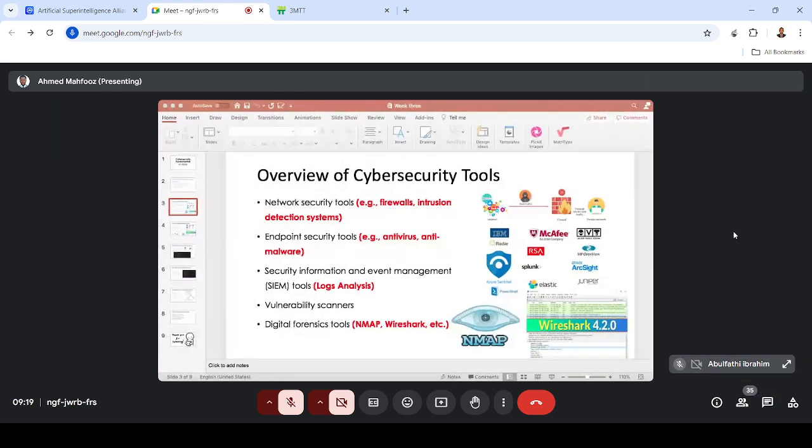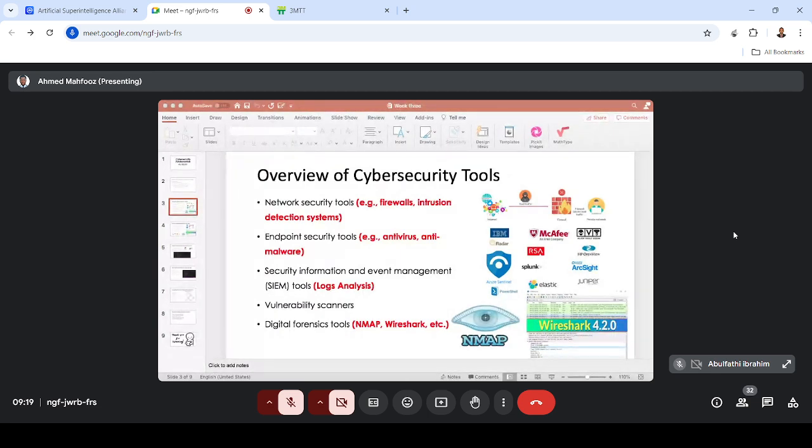So yes, we have network security tools. Those are the tools we can use to monitor our network. We have a firewall, and we have an intrusion detection system also, a system with which we can detect any unauthorized person who is trying to join our network.